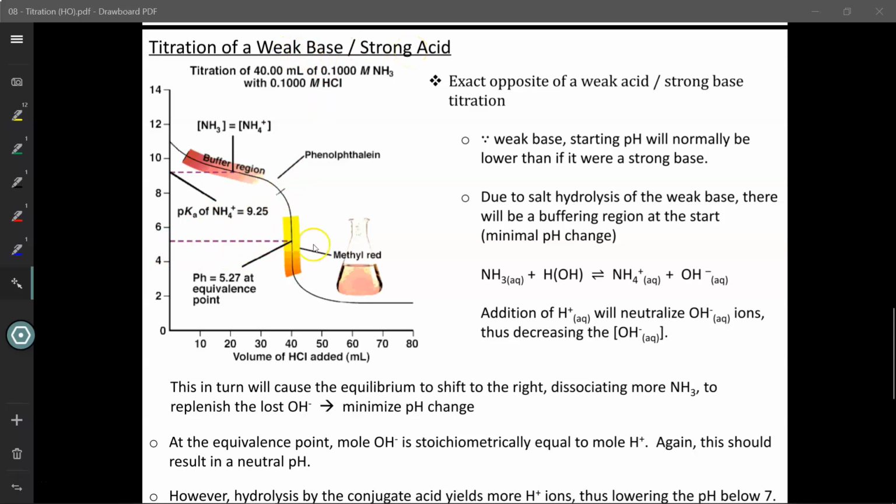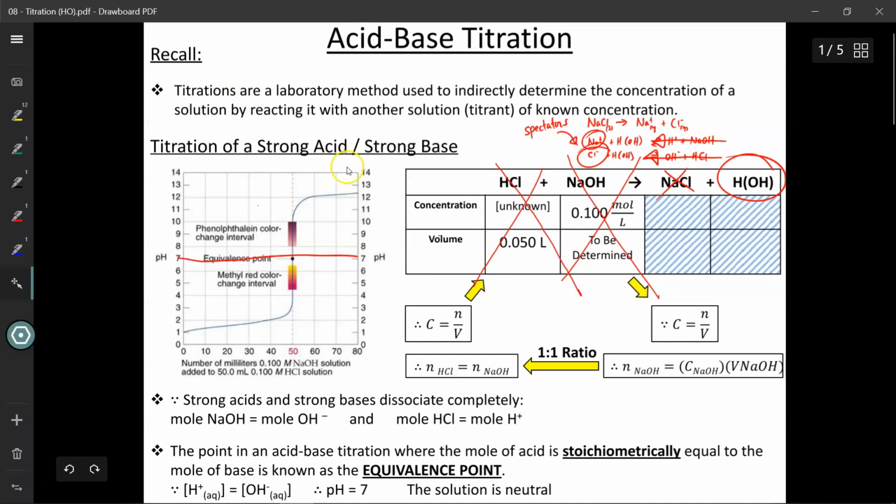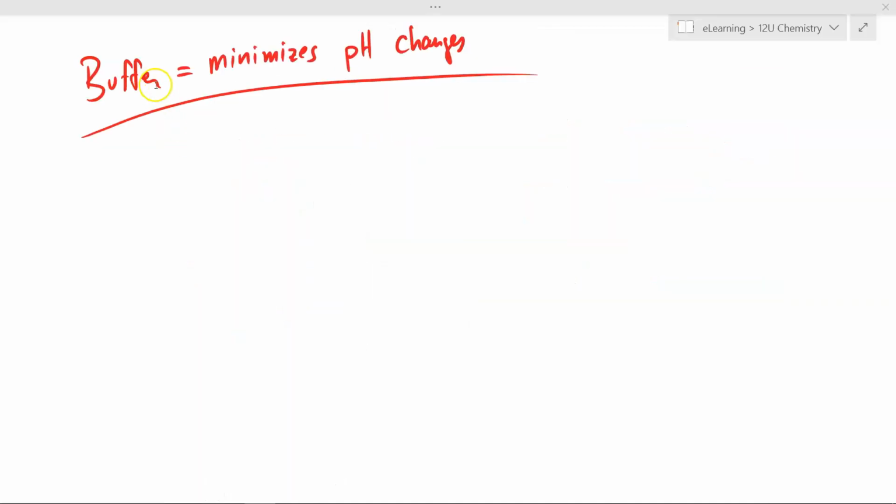Now, one other characteristic we need to look at is the presence of a buffer region when it comes to weak base, strong acid titrations. Weak acid, strong base titrations also have a buffer region, but when it comes to strong acid, strong base titrations, there is no buffer region. If you recall, a buffer minimizes pH changes, so it prevents the pH from changing too drastically in either direction.